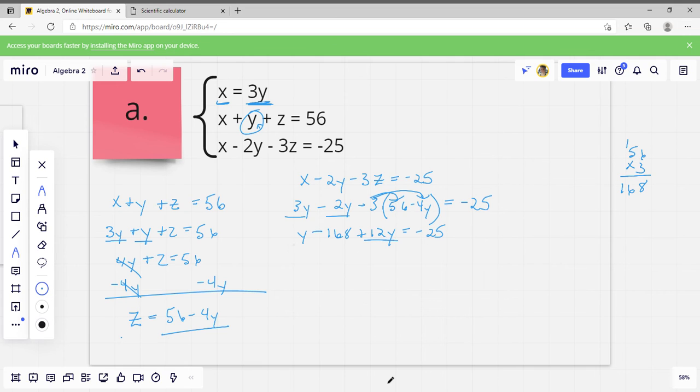Now we have two more y's we can put together. So that's going to be 13y minus 168 equals negative 25. Now we're going to add 168. We're going to get 13y equals 168 minus 25. 8 minus 5 is 3. 6 minus 2 is 4. 143. Now we're going to divide by 13.